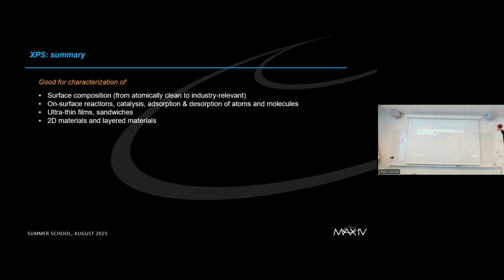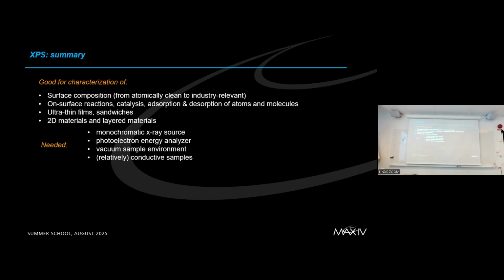You can study organic layers, different organic molecules. And it's also very good for studying 2-dimensional, 1-dimensional, and layered materials. So everything which has relevance to the surface can be studied with XPS. For that, you need obviously a monochromatic X-ray source, you need a photoelectron energy analyzer, you need good vacuum normally, and you need a relatively conductive sample.